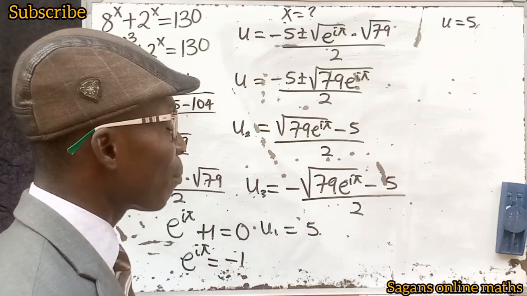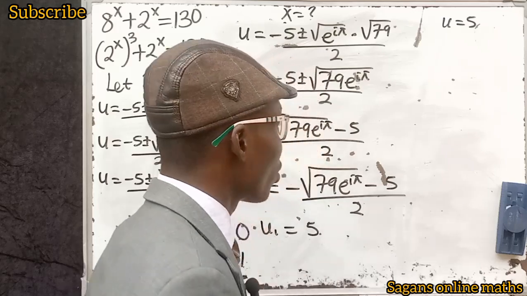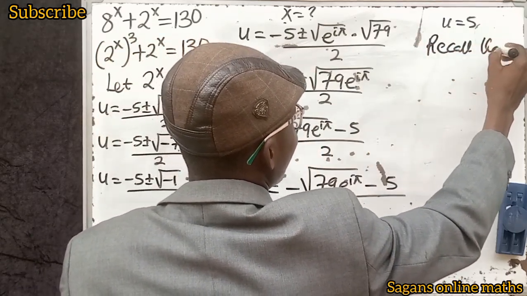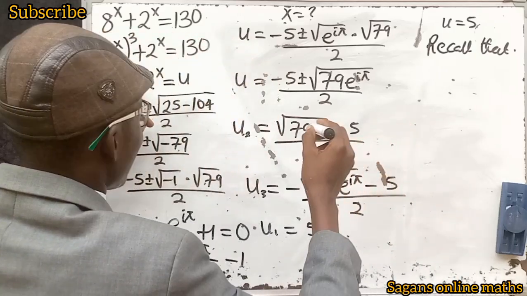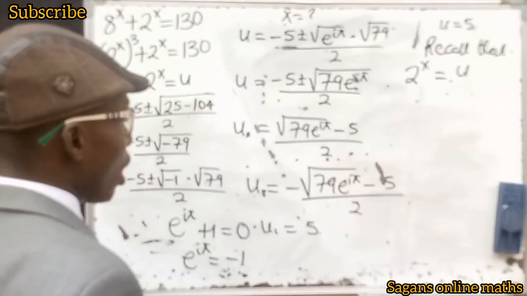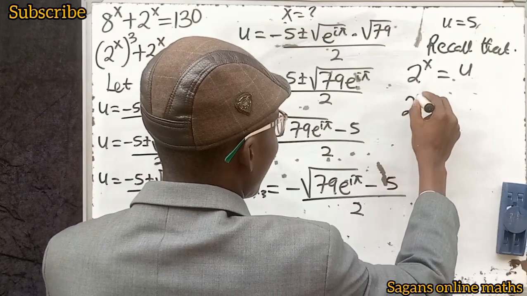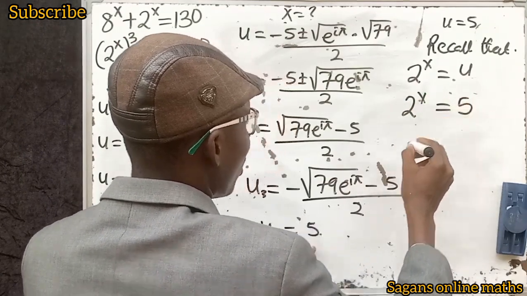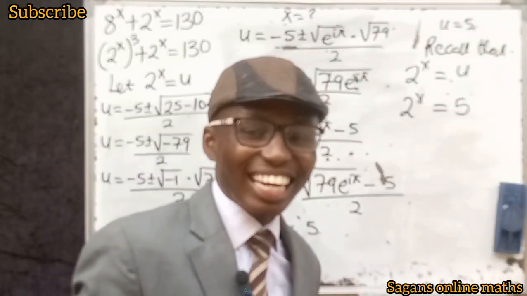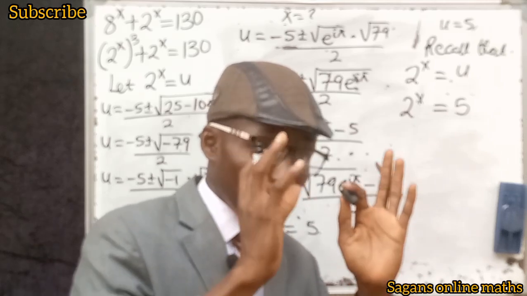But remember, we are not asked to solve for u. We are asked what is the value of x. Now let's recall from here that 2 to the power of x is equal to u. Now let's see when u is equal to 5, because u is 5. So that means 2 to the power of x is equal to 5. Wow. What are we going to do here? Because the bases are not the same. Now remember that logarithm can help us, right? Please, logarithm, come and help us.